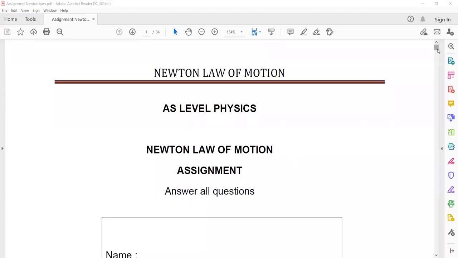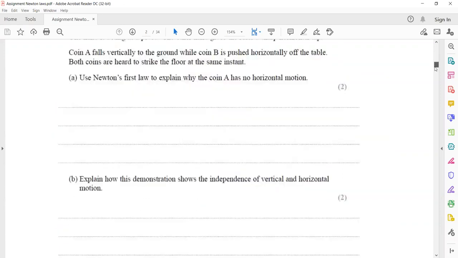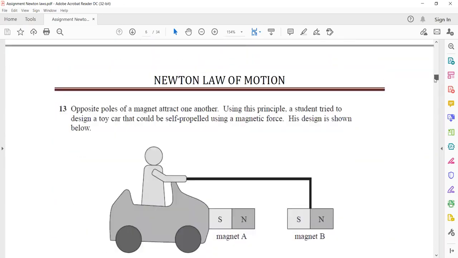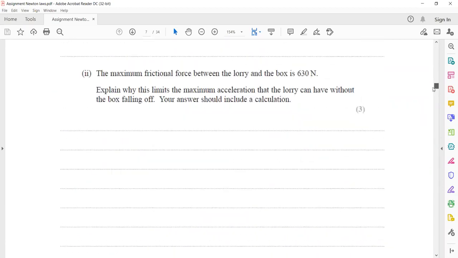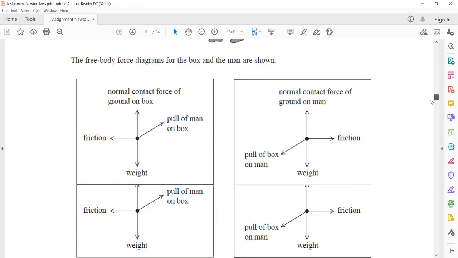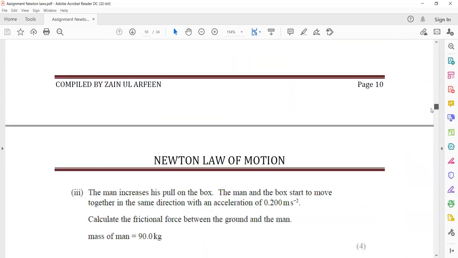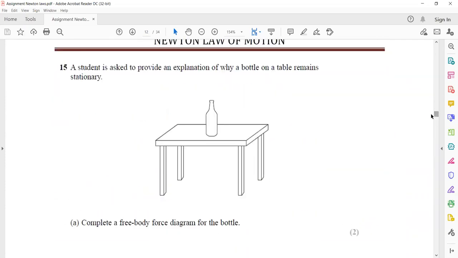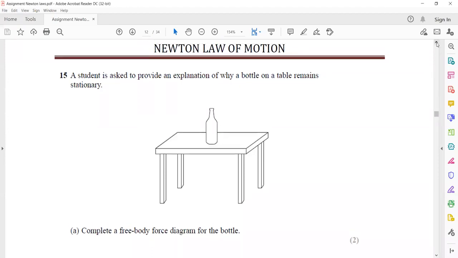So in the last session, we were discussing questions related to Newton's law. We'll continue this discussion. Yeah, this was the last question. Okay, question 15. Basically, the questions are not in order, so we can simply use a page number for that. So this is page number 12.